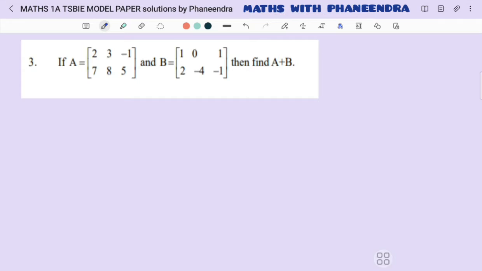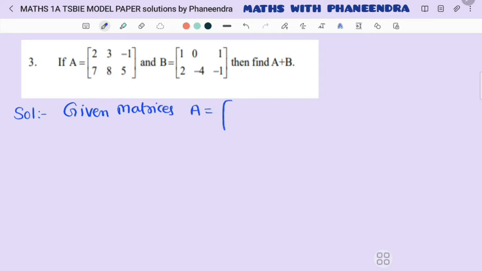The next question number 3, if A equal to [2, 3, minus 1; 7, 8, 5] and B equal to [1, 0, 1; 2, minus 4, minus 1], then find A plus B. So, here the sum of the matrices they are asking. So first step, you have to write the given matrices.